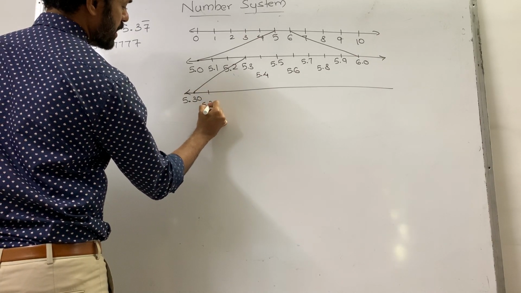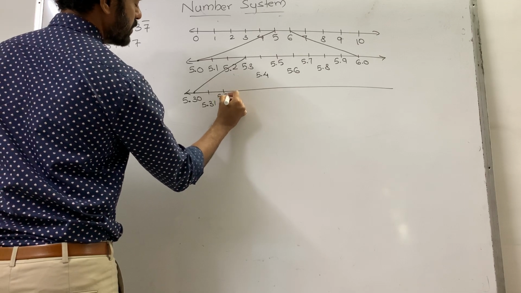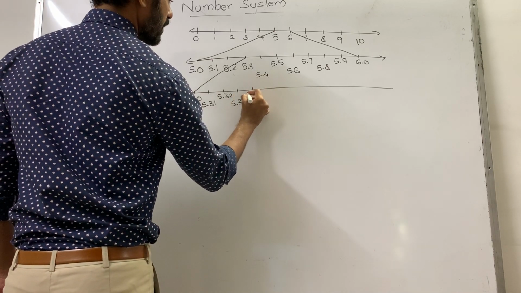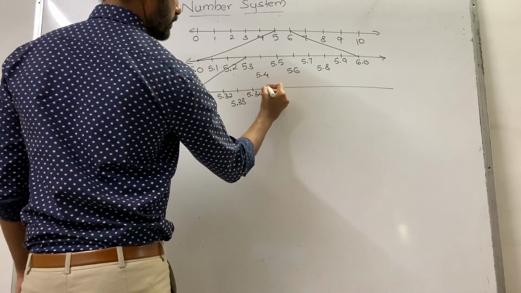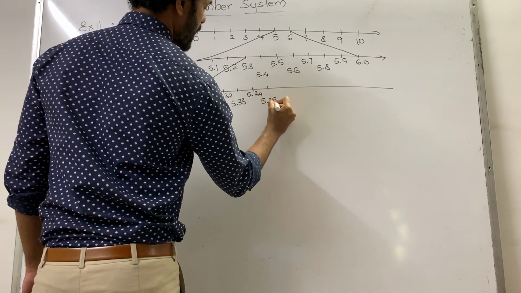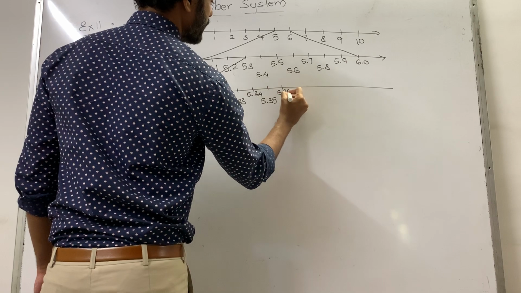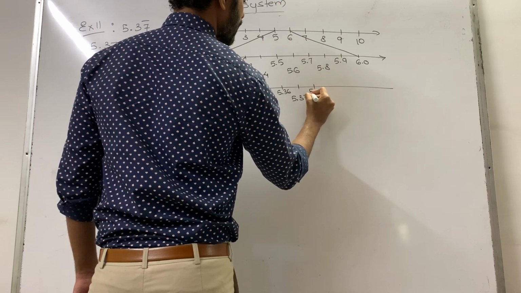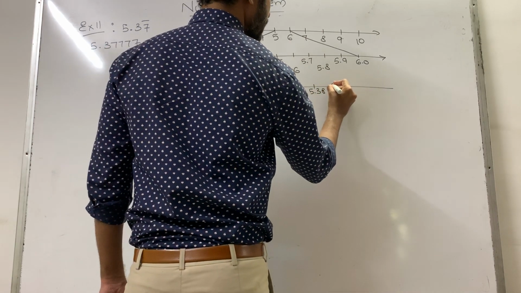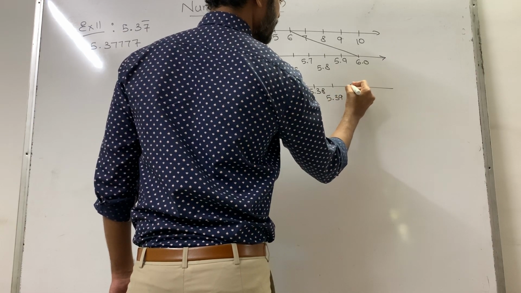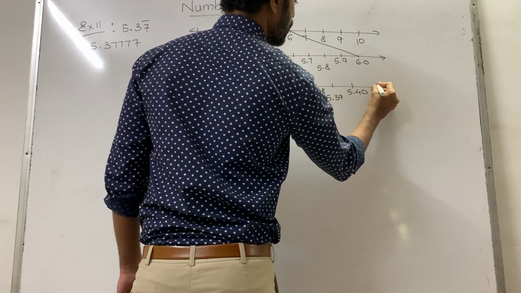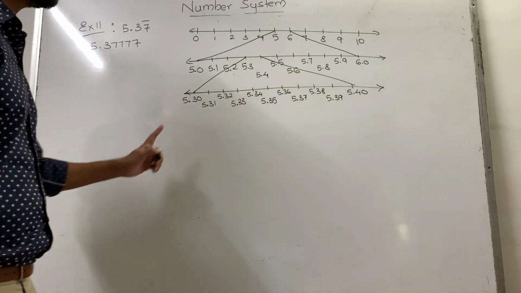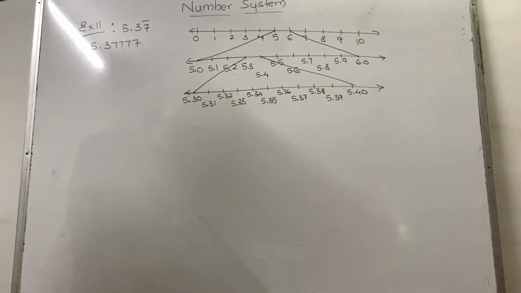Then you would have 5.31, 5.32, 5.33, 5.34, 5.35, 5.36, 5.37, 5.38, 5.39 and 5.40. This is your 5.4. So you have zoomed the region between 5.3 and 5.4.